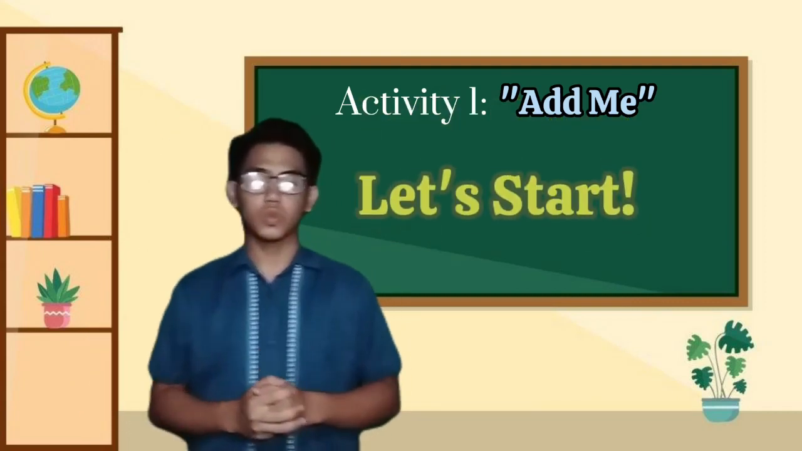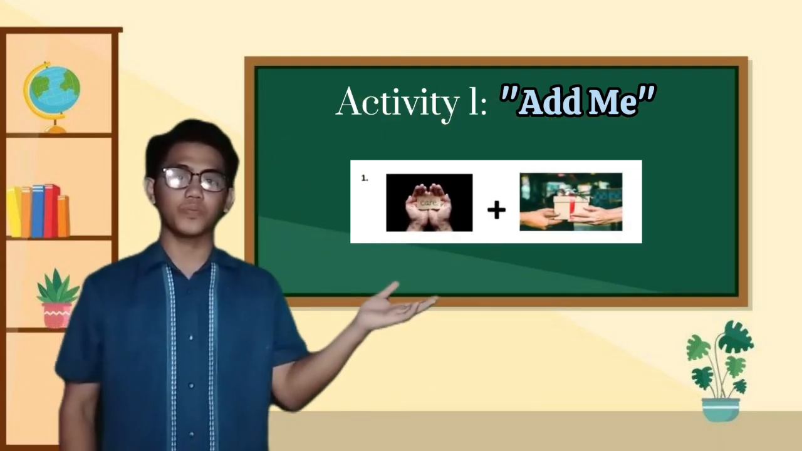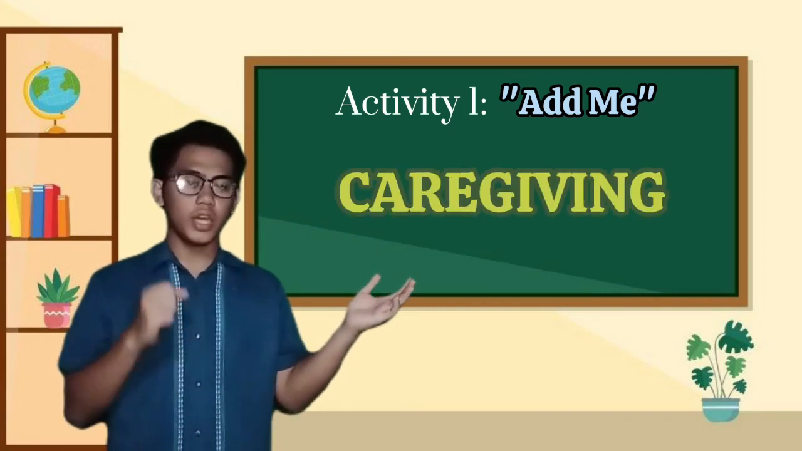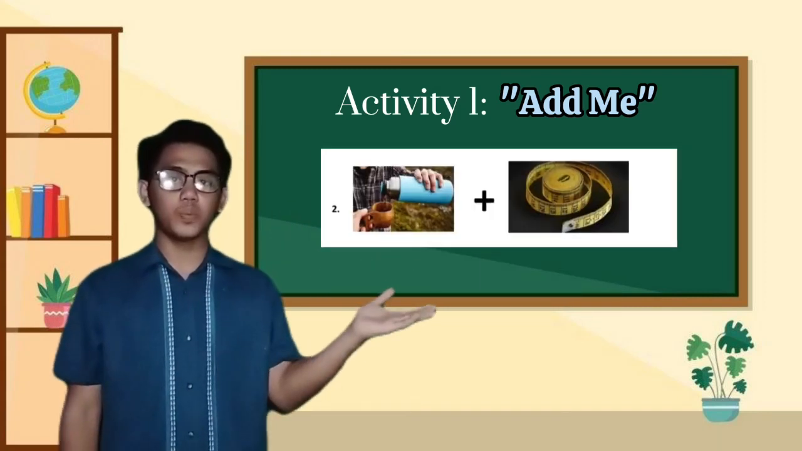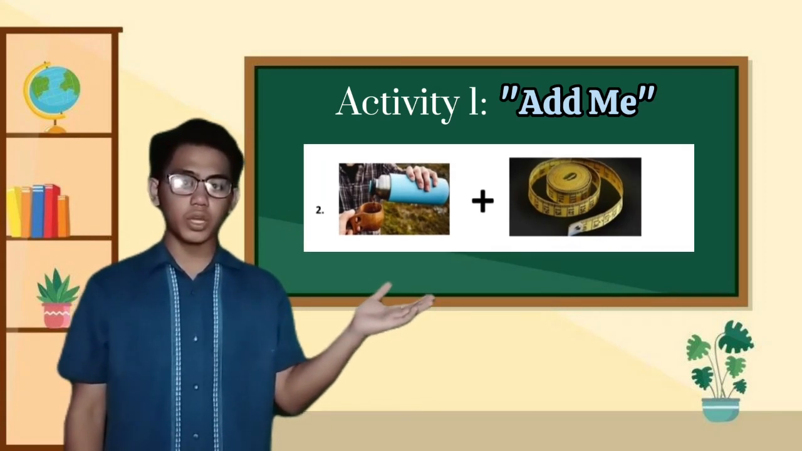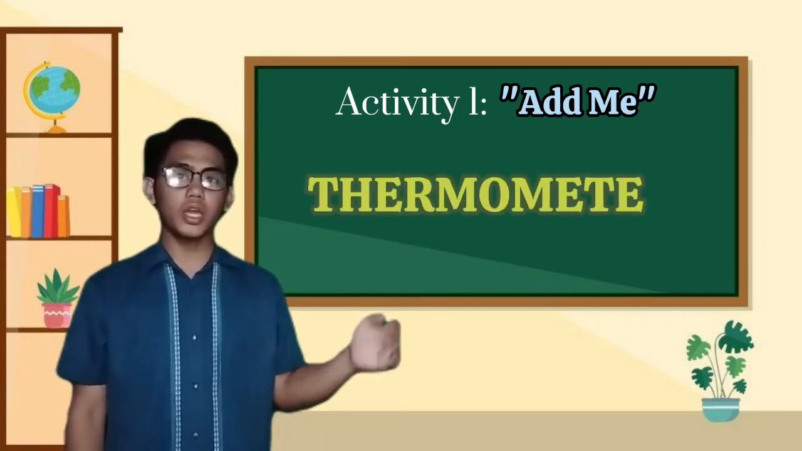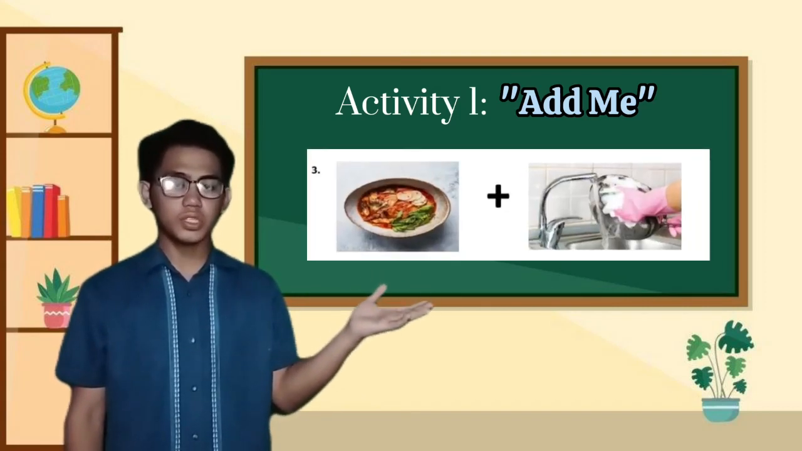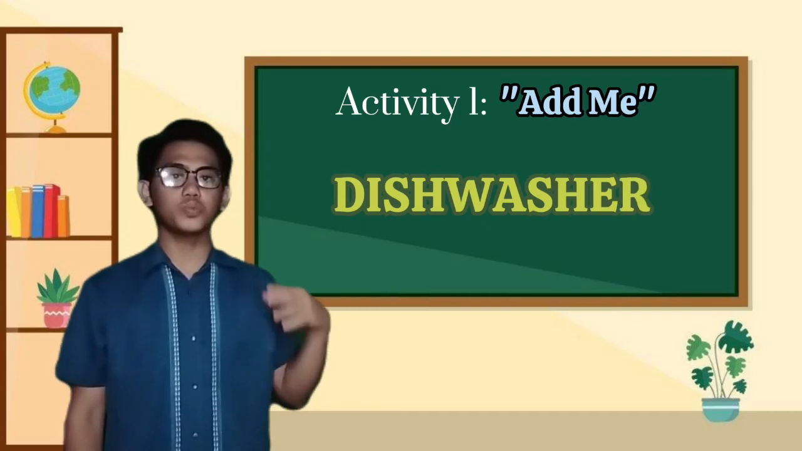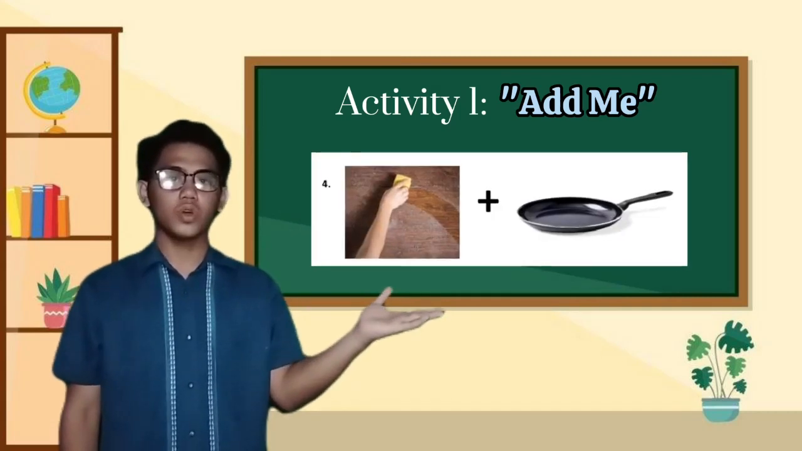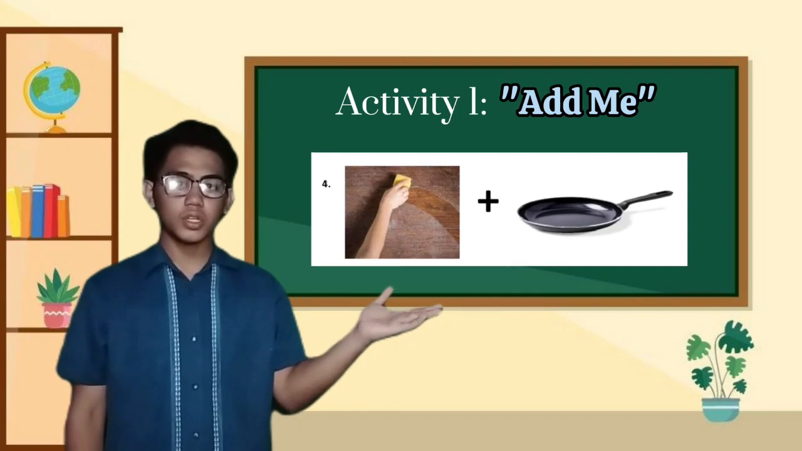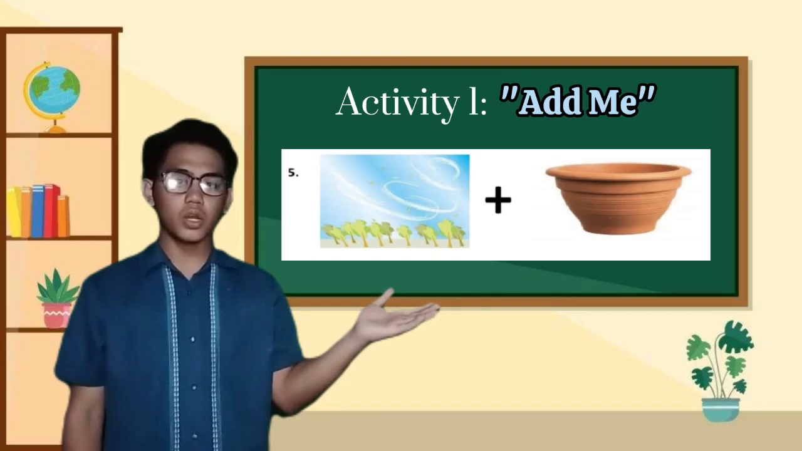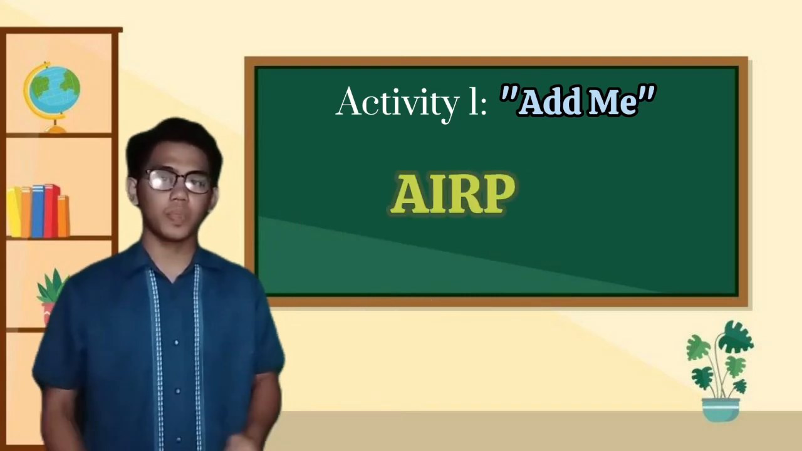So let us start. Okay, the first picture. Okay, the correct answer is caregiving. Very good. Now let's proceed to the second picture. The correct answer is thermometer. The third picture. The correct answer is dishwasher. Let's proceed to the fourth picture. The correct answer is dustpan. Let's proceed to the last picture. The correct answer is airpot.